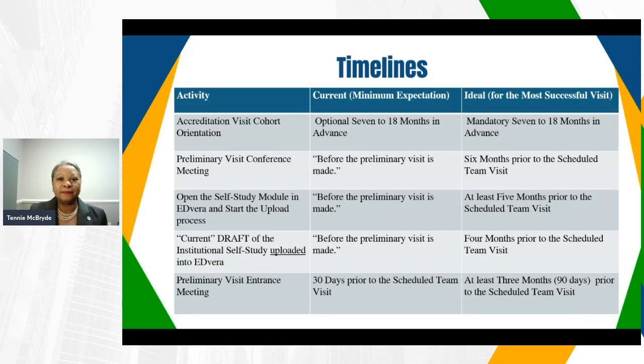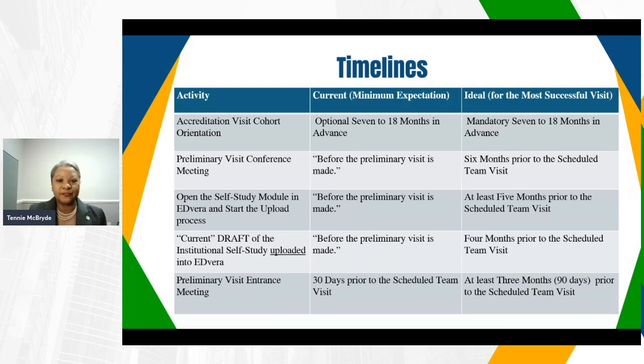So let's look at the timelines. Now, throughout this presentation, you will hear phrases such as ideal for the most successful visit or experience the most successful visit. Essentially, because this is what we want for our membership. We want our membership to strive for excellence in technical education. This chart demonstrates the activity, the current or minimum expectations of when a document submission or task should be completed, and illustrates timelines that are ideal for institutions who experience the most successful visit.